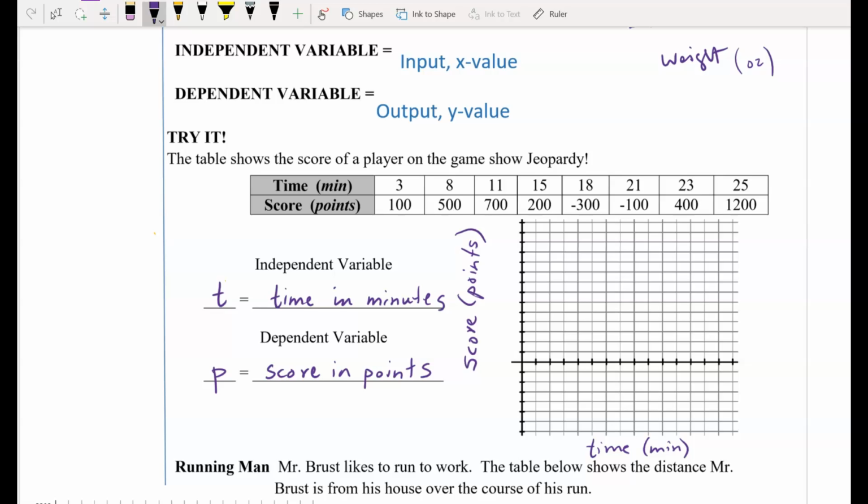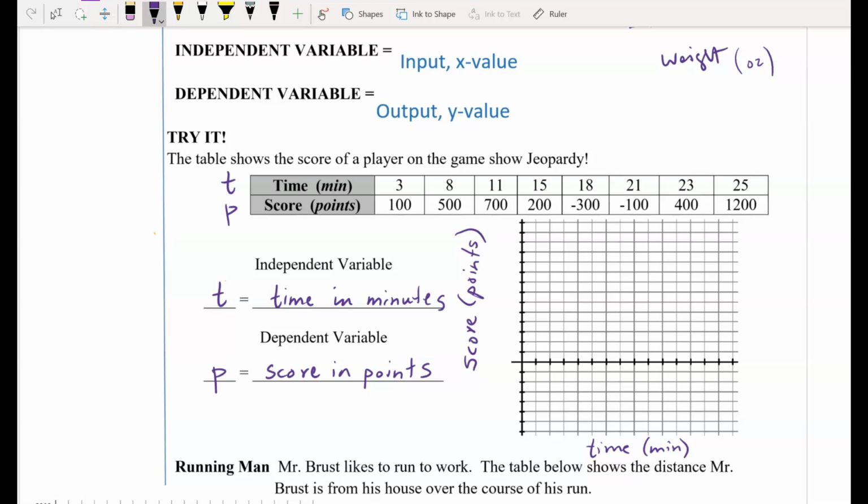Now I chose the letters T for time and P for score because it's in points, but you can use any letters. You can use X and Y here if you want to. Notice in our table that time only has positive values, which makes sense. We don't go backwards in time. The score, which I'm calling P for points, does have some positive and some negative values on there.